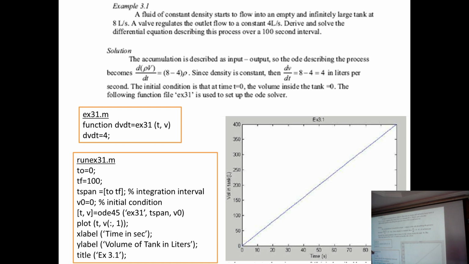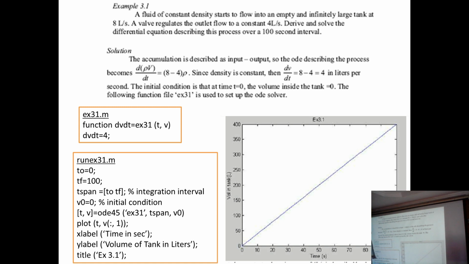You need to run this file, but not this. I already told you so many times. You cannot run the function-defined files. You have to always run the executing file, where you are executing. This is called the run file. This only you have to run. This you cannot run. If you run this one, you will get an error.